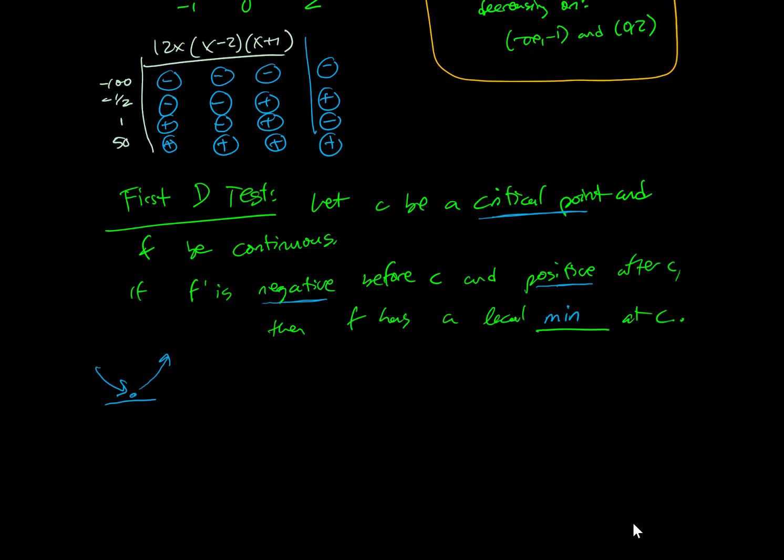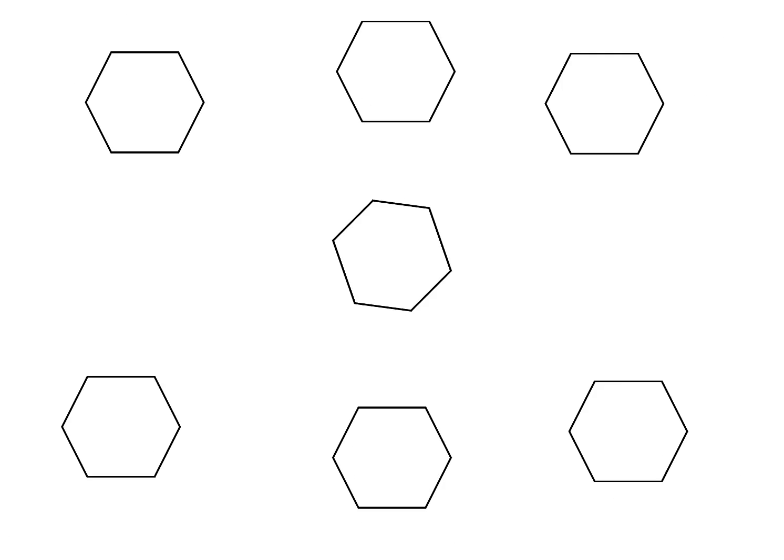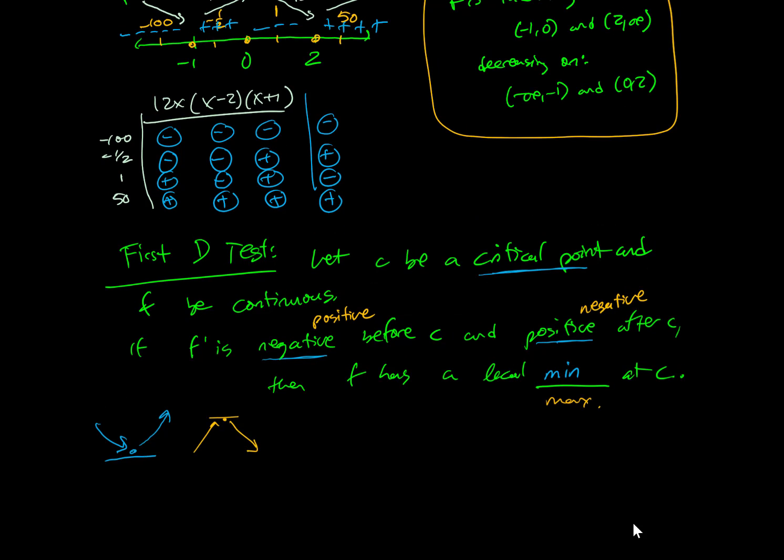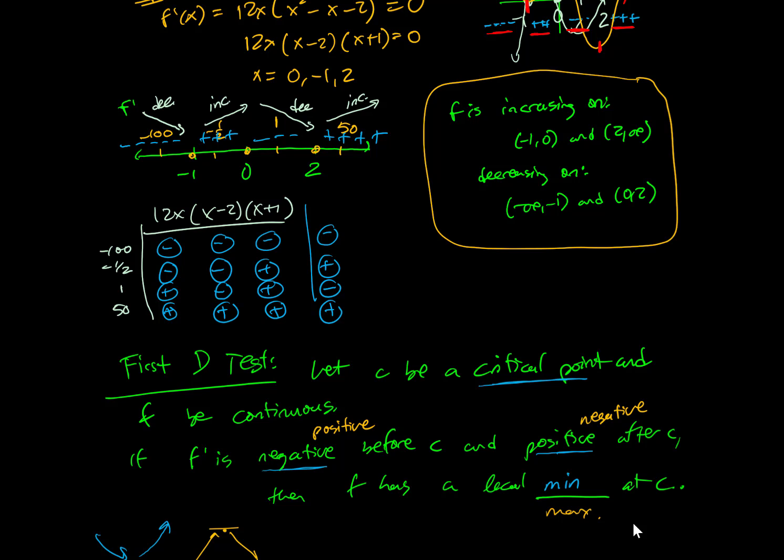And I could say the same thing, I could flip it around. If I switch from positive to negative, then what happens? That means I went up, hit my critical point, then down, so I have a local max at that point. And that's what the first derivative test is. Okay, so if I go back to the question we just went over, look at my sign chart here. I went decrease, increase, decrease, increase.